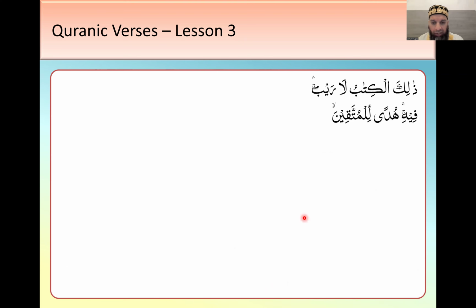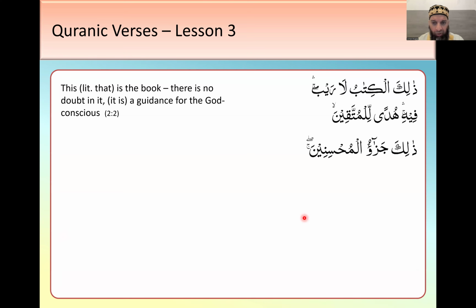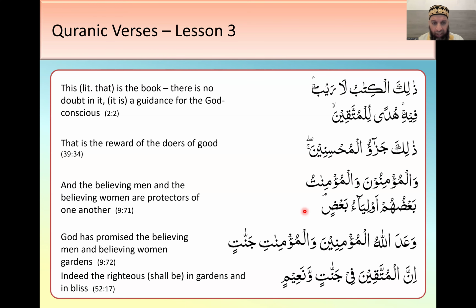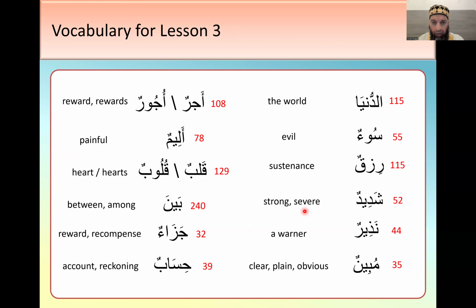Okay, the next one is the same, but with the other font. If you like that, then here it is exactly the same. And pretty much that's it. We just come on to the words now. So this is vocabulary for lesson 3.